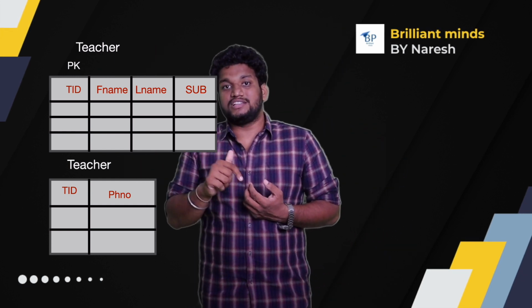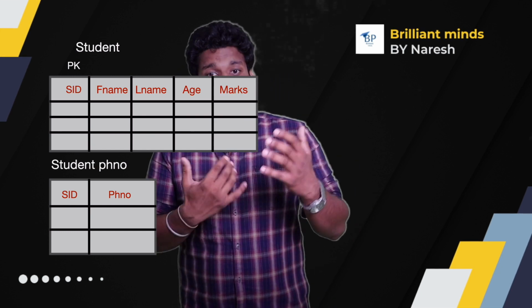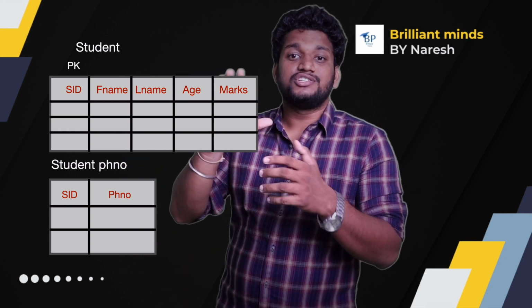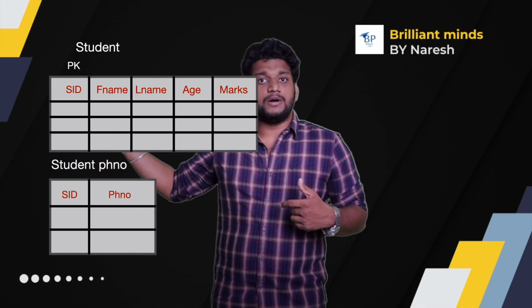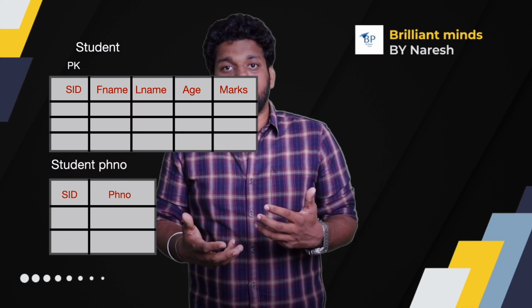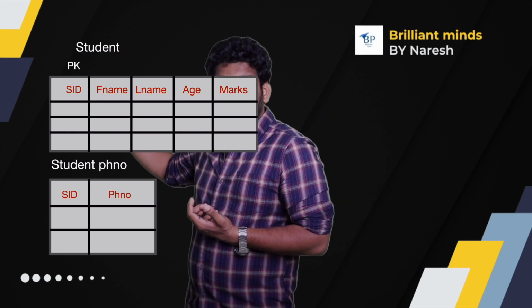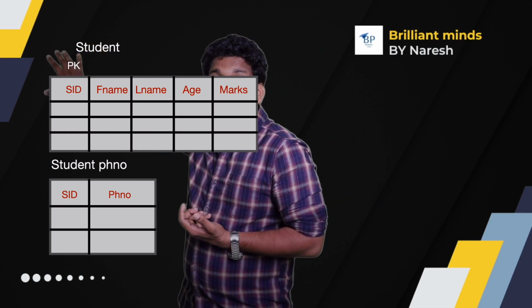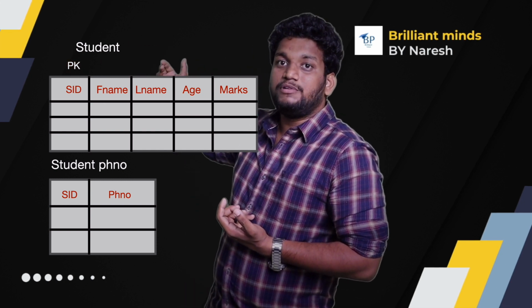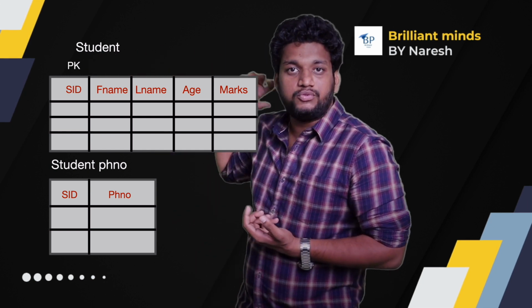Next thing, what is the next one? Student. What are the attributes for student? Student ID, student name, student age, student marks and student phone number. Here also if you observe, student phone number I cannot keep here because it is a multi-valued attribute. If it is a multi-valued attribute, then what I have to do? I should not keep it in the same table. I have to give another table for it. Now another table for student phone number, what I have to give? Student ID and student phone number.